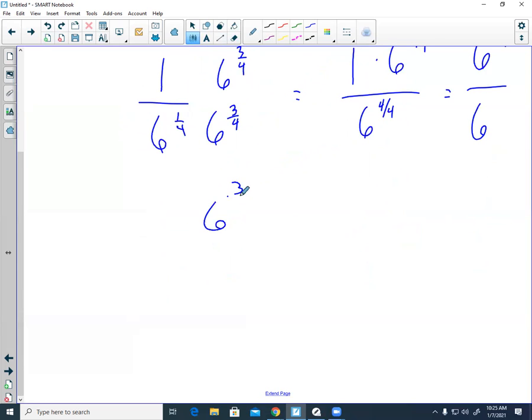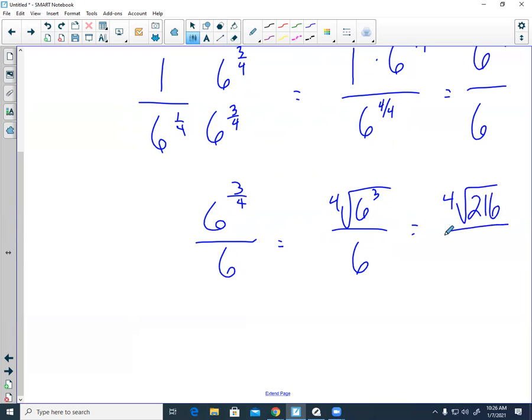You cannot say 6 to the 3/4 over 6 will cancel. You cannot do that. It will not work. So you can't just cancel these, because if you cancel them, what happens to that 3/4? No. This number is not 6. This number stands for the fourth root of 6 to the third power over 6. I can't cancel anything that I see here. This is really the same thing as the fourth root of 216 over the 6th power.